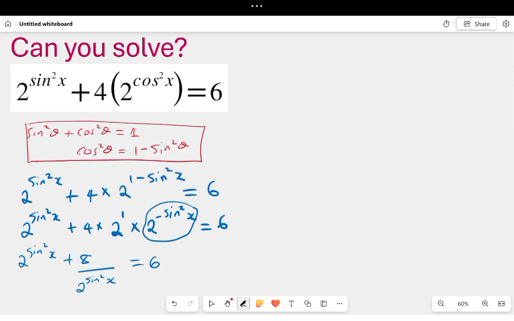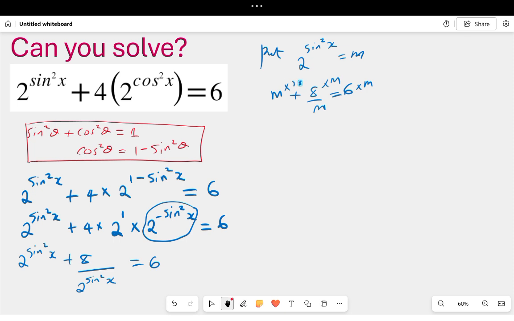Now we are going to make a substitution. We are going to put 2 to the power of sine squared x to be equal to m. Therefore, in this case, we are writing this with m. We are going to have m plus 8 over m should be equal to 6. Now, getting rid of the denominator, we multiply by m throughout.